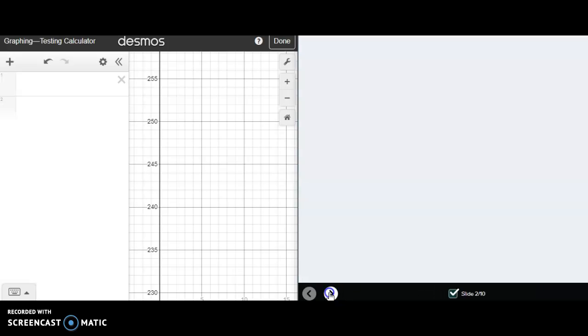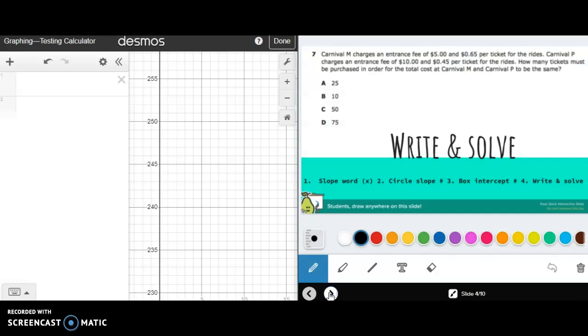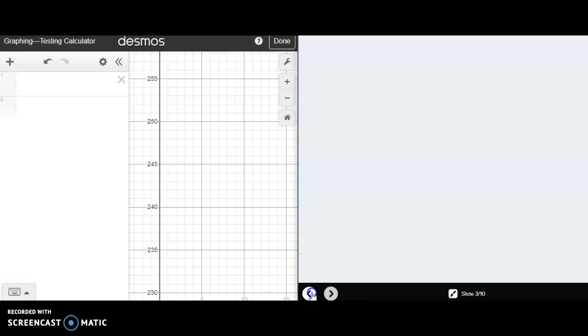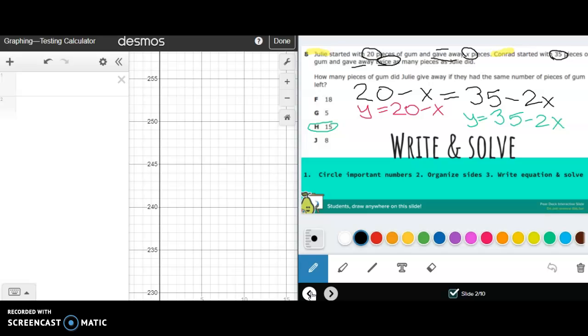Okay, so you have three problems that are writing from situations, then you've got to solve them to get your solution. This first one we did together in class. The steps right here in this mint color teal tell you to circle important numbers, organize your two different sides, and then write equations for each side and solve it. So if we look, we circled the 20 and the 35, because those are the two numbers that stuck out to me.